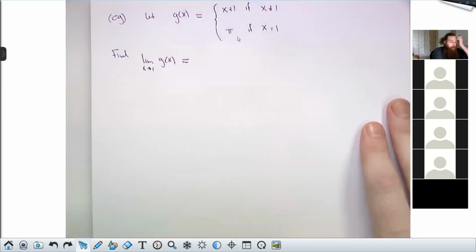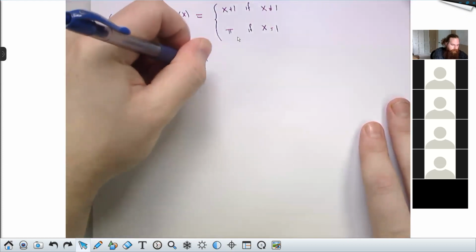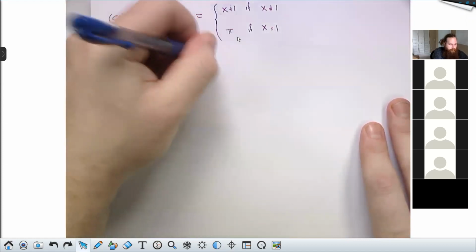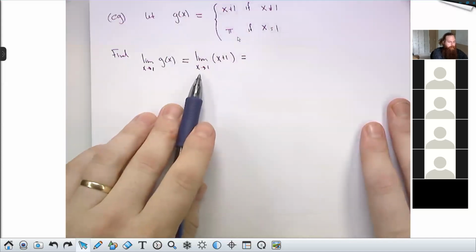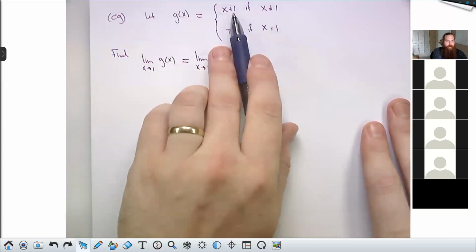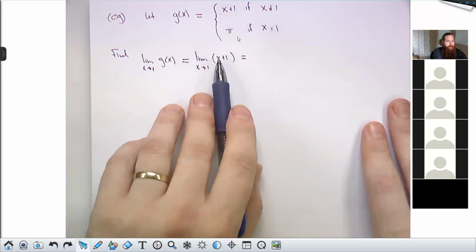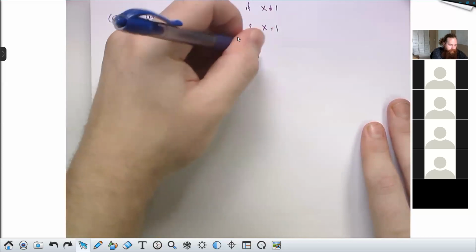Well, I know by the result we just discussed that if two functions are equal everywhere except at the point where you're trying to take the limit, you can go ahead and take the limit of the function that it's usually defined to be. Because remember, we're not considering x exactly equal to 1. The only time g of x is equal to pi is if x is exactly equal to 1. Everywhere else, he's equal to x plus 1. So g of x is equal to x plus 1 everywhere except at 1, so the limits have to match. And then that limit, again, is 1 plus 1, which is 2.